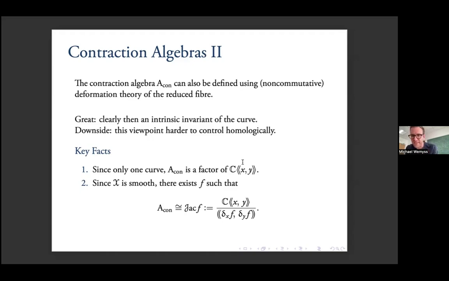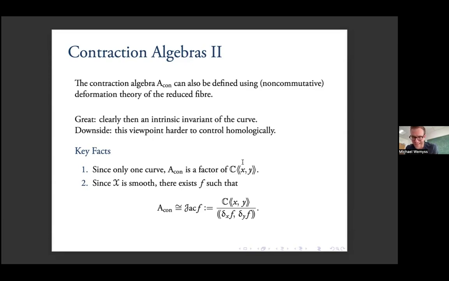And there are only two facts you need to know today. Since there's only one curve, the contraction algebra is a quotient of the power series, non-commutative power series ring in two variables, x and y. You should think of that as the free algebra in x and y, but you're allowed infinite sums. That's all. And actually, even more can be said: since it's smooth, the contraction algebra is a Jacobi algebra.